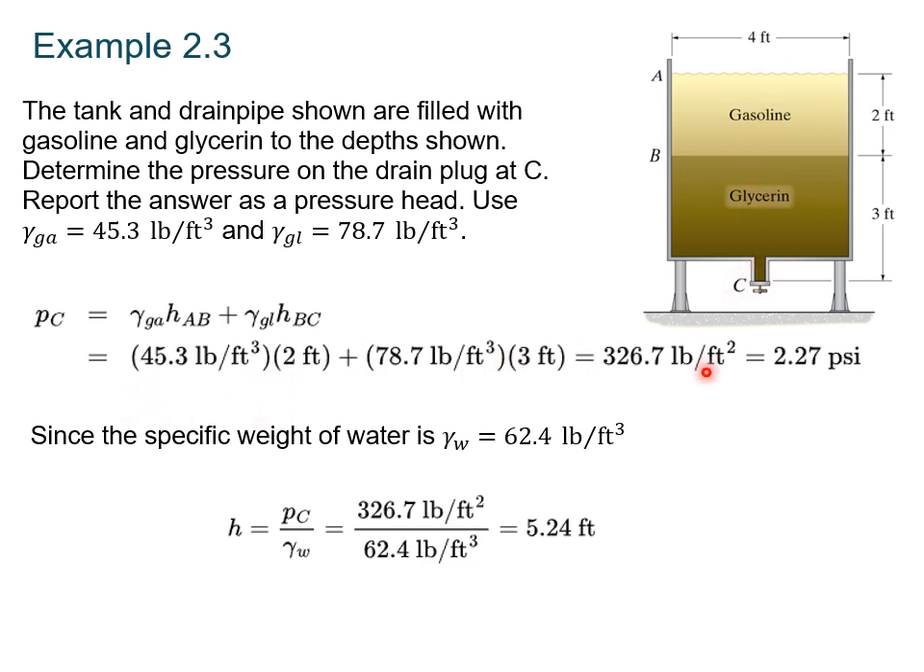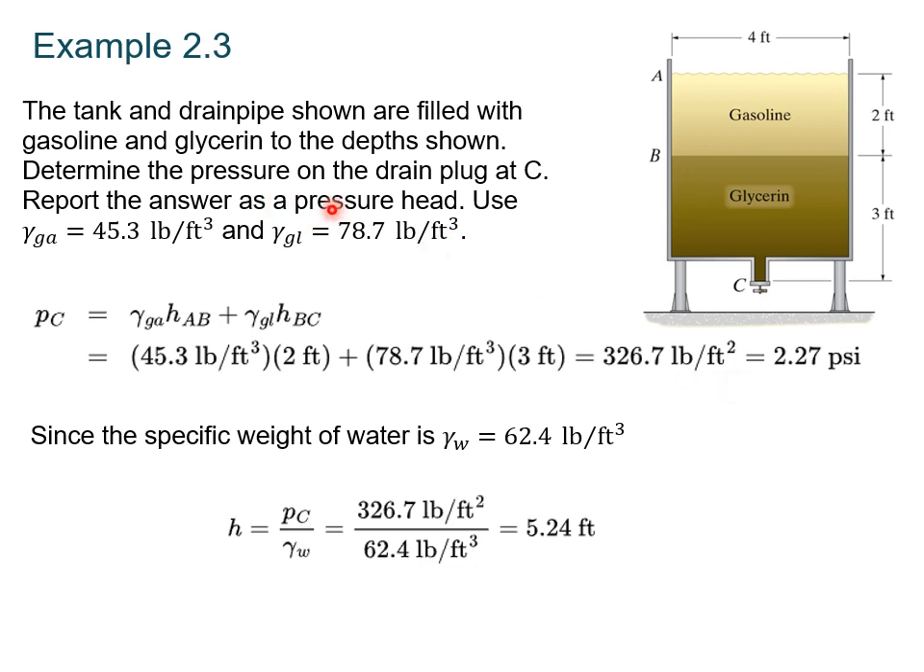So here I've calculated what that is, and it turns out it's 326.7 pounds per square foot, which is 2.27 psi. And here I converted pounds per square foot to psi. You can find those conversions either in the front or the back of the textbook. So he wants us to report this as the pressure head.